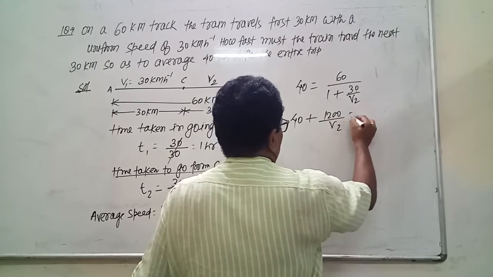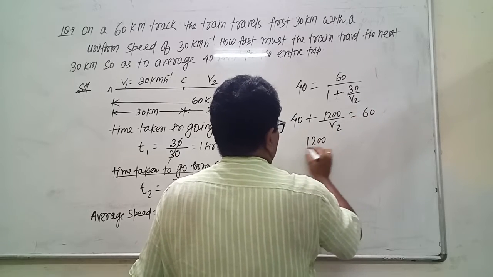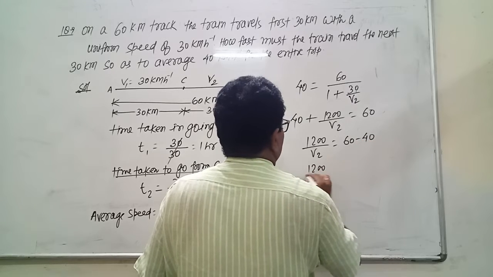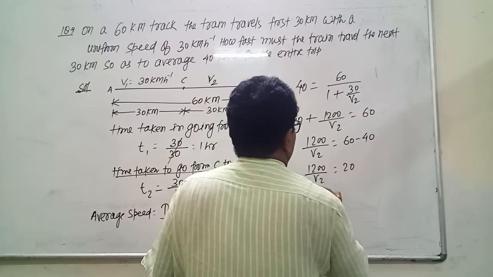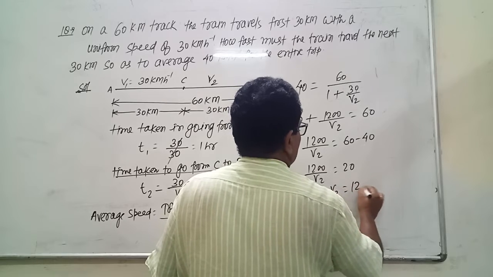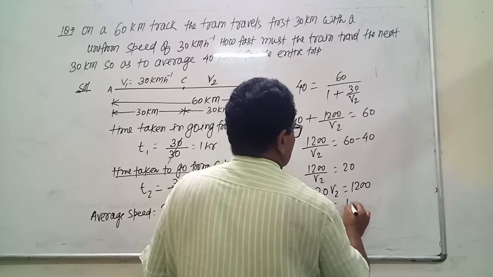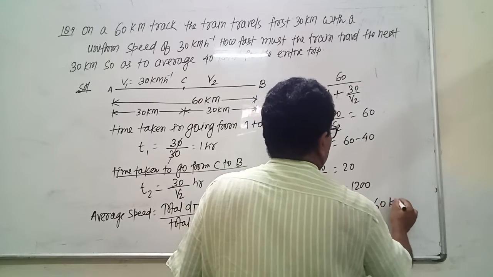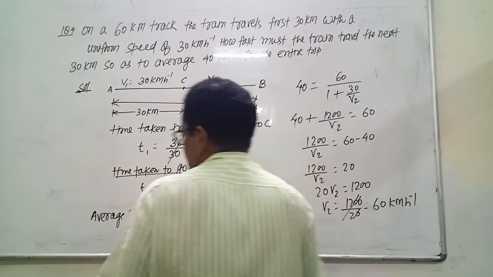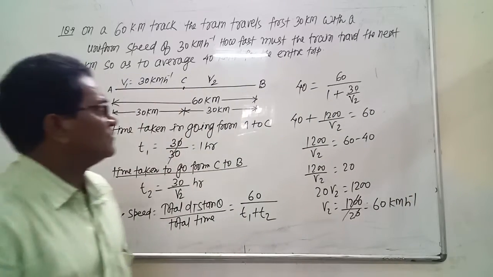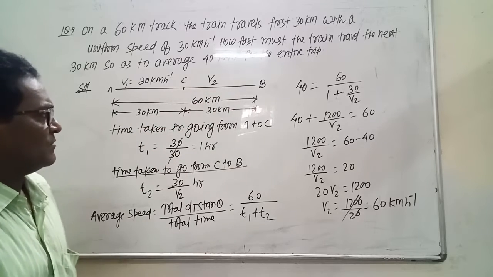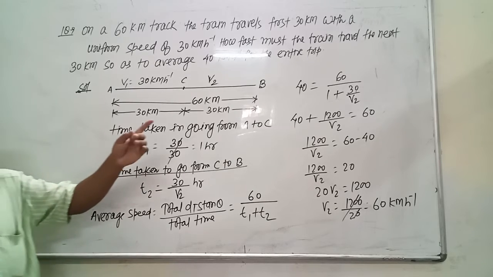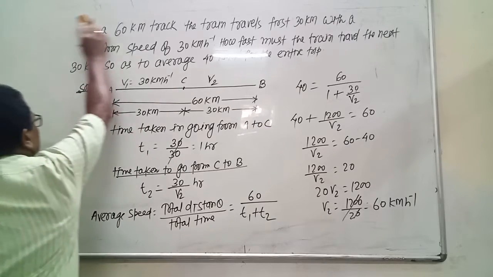1200 by V2 equals 60 minus 40. 1200 by V2 equals 20, and by cross multiplication 20 V2 equals 1200, and V2 equals 1200 by 20, which is 60 km per hour. So this is the average speed in going from C to B when the total average speed for the entire trip was given as 40 km per hour.